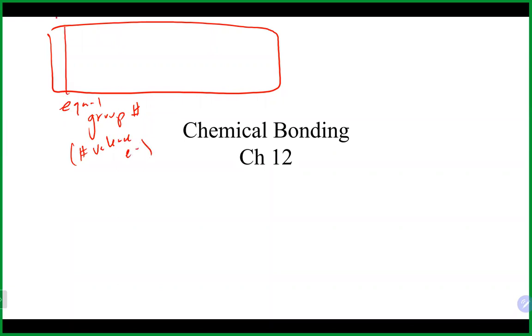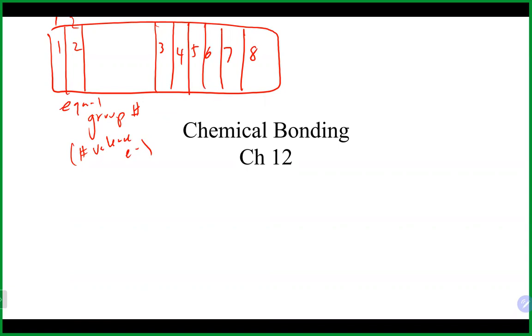So everybody in group 1 has 1, everybody in group 2 has 2. Coming over here, group 3 has 3, 4, 5, 6, 7, and 8. So if you go with the group numbers, that will tell you really quickly how many valence electrons those elements have. You could also do it from the electron configuration and look at it.